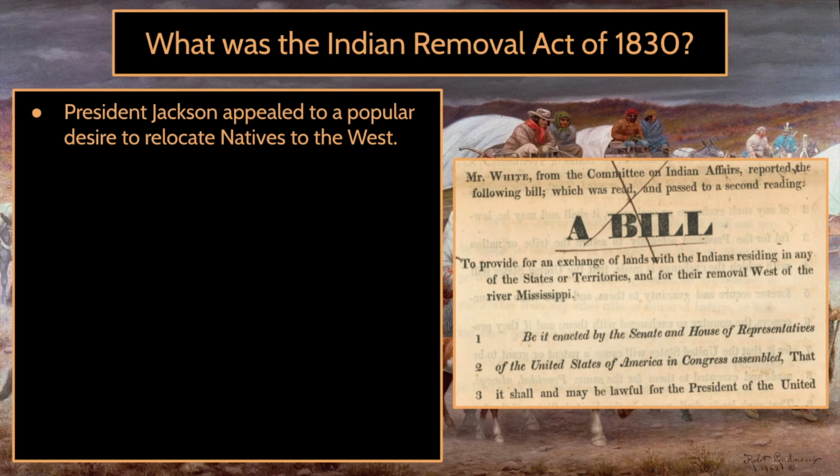President Jackson appealed to a popular desire to relocate natives further west. And keep in mind, if you're relocating natives, first of all, you're taking them off their ancestral lands. Secondly, you're moving them to a different area with a different climate and therefore requiring of them an entirely different lifestyle, different crops, different weather. Everything would be different. So this isn't just like, we'll just give you some other land. You know, you can see where this is going.